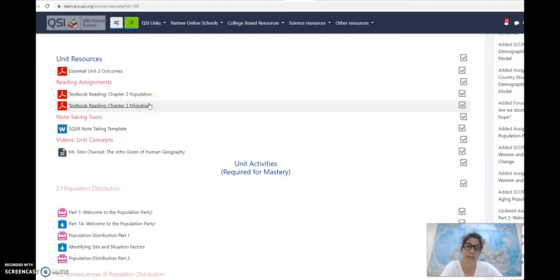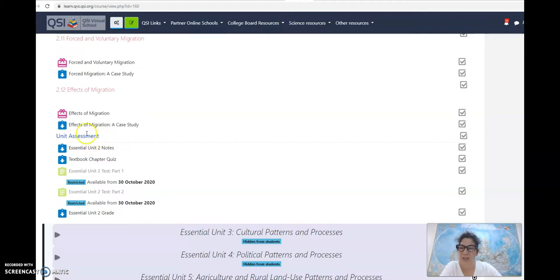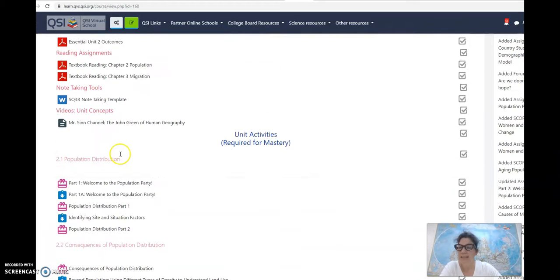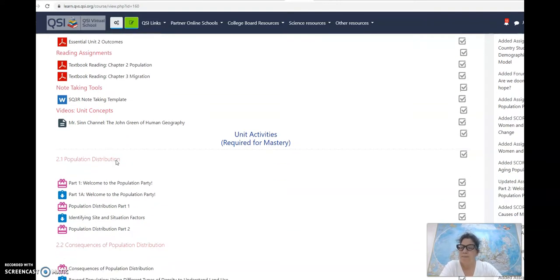So for this unit, it's important to note there are 2 chapters, not just the one. Chapter 2 on population and Chapter 3 on migration. The note-taking template is here, and the place for you to hand in your notes are all the way at the end of the unit during the assessment period. So don't think that you have to upload your notes here. The place for you to upload them are farther down on the unit page.